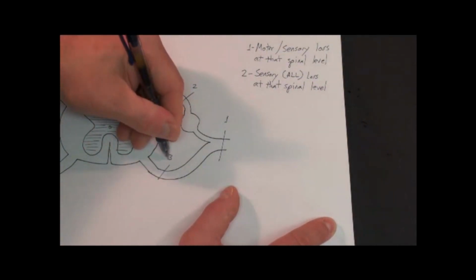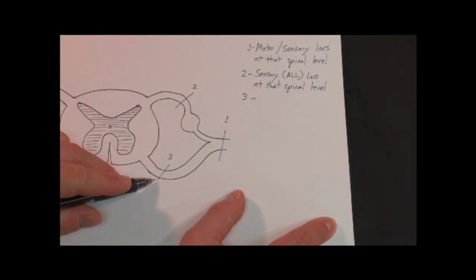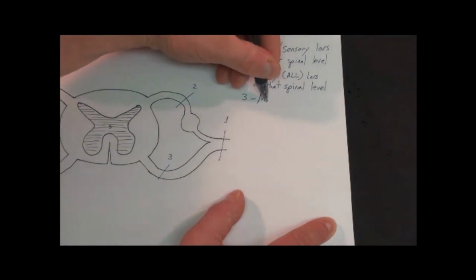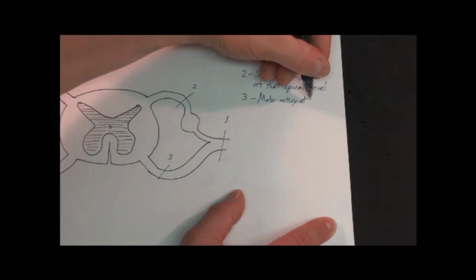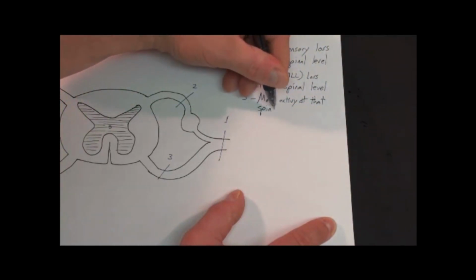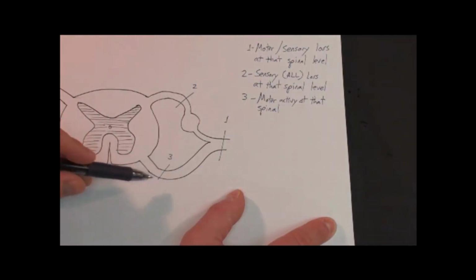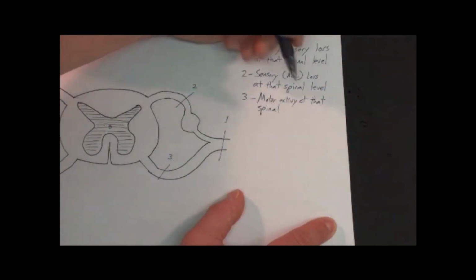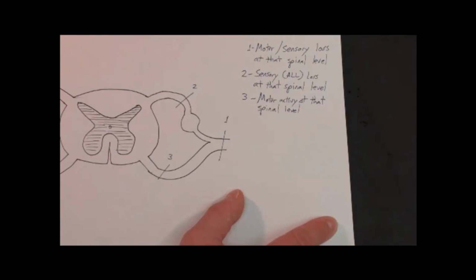And conversely, shouldn't be much of a surprise, if I have damage right there at the anterior root, that's going to knock out all motor activity at that particular level. And if you've covered upper versus lower motor neuron signs yet, this would be a lower motor neuron loss and would cause flaccid paralysis of any of the muscles innervated by that particular nerve. Alright, so that's fairly straightforward.